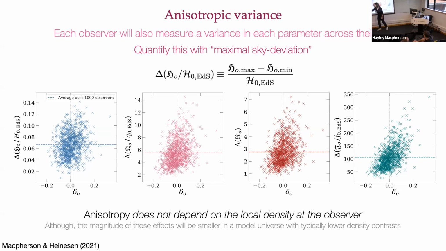The important point I want you to take away from this is that this anisotropy does not depend on the local density at the observer. What I mean by that is you don't see a correlation between this sky variation and the density of the observer. We have these blobs instead. And so what that means is that our observer can be sitting in a perfectly uniform, well not uniform, but not necessarily in a giant void or in a giant overdensity, and they can still have this up to 10% variation in these parameters in different directions across their sky.